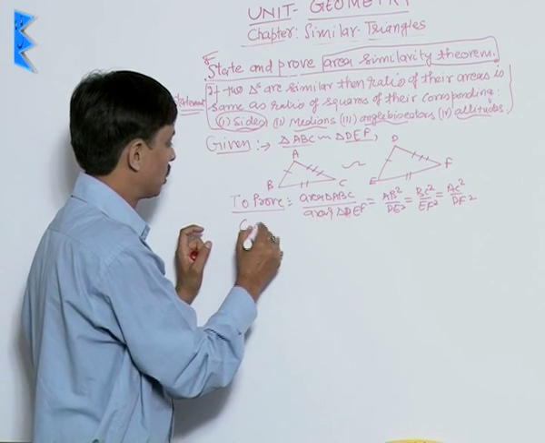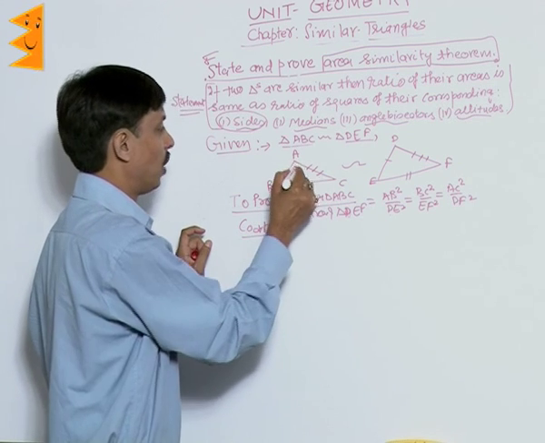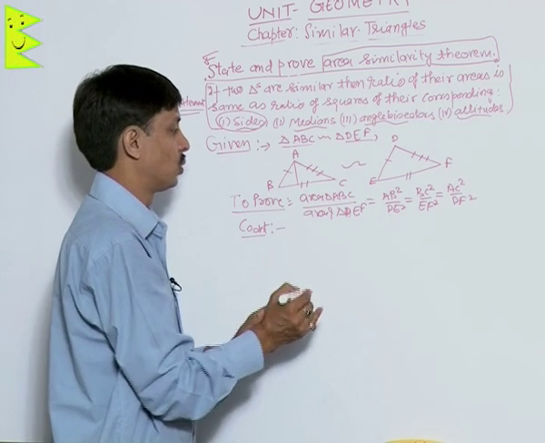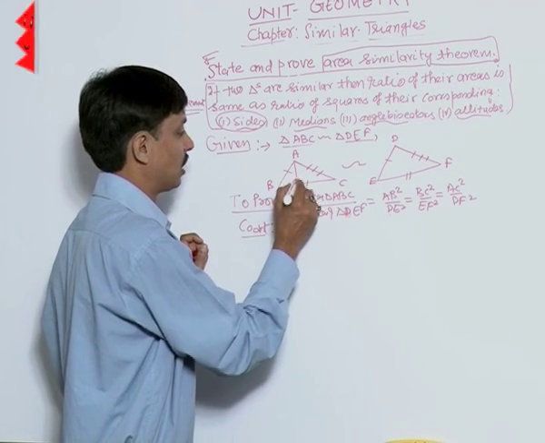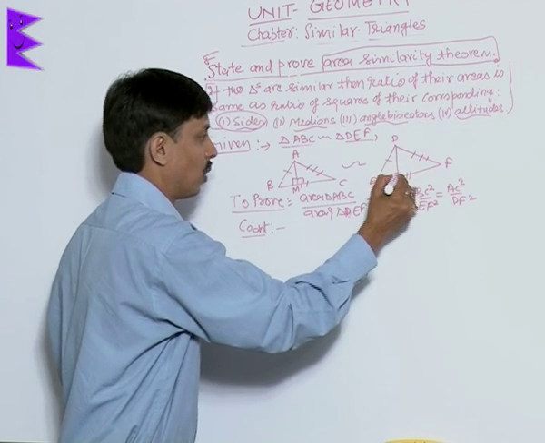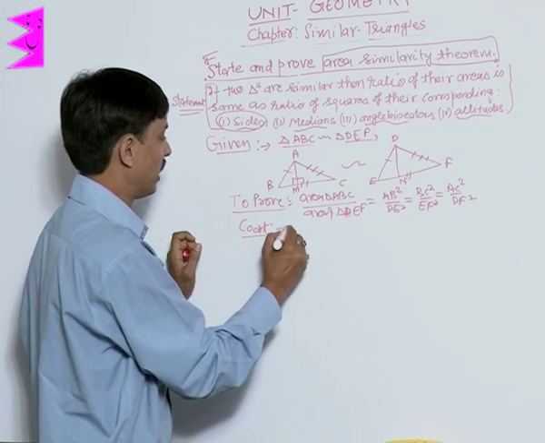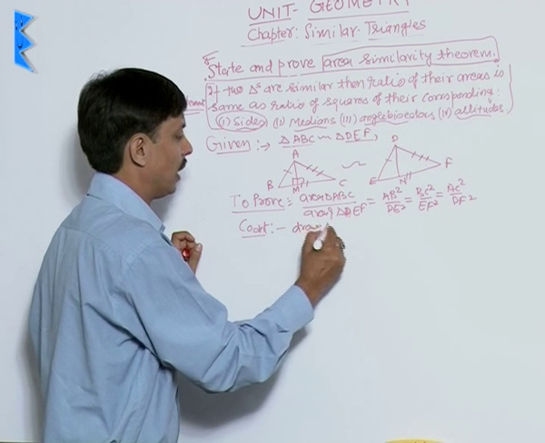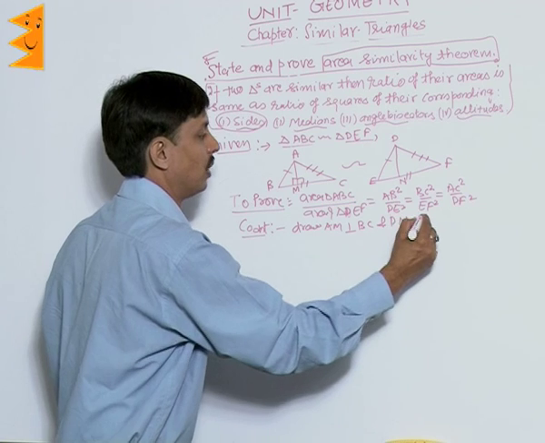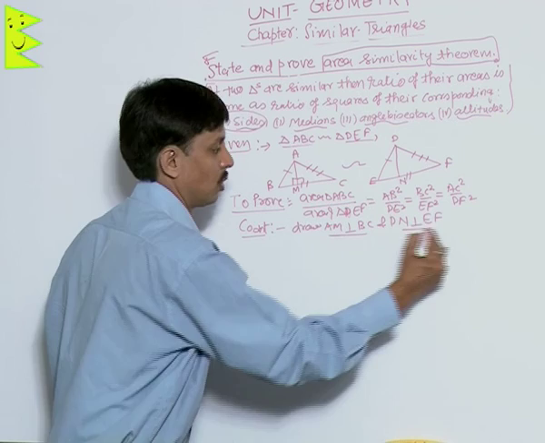What is the construction required here? In the construction, because area is related to this question, I will draw AM as the perpendicular from vertex A to side BC, and DN from vertex D to side EF. So we write: draw AM perpendicular to BC and DN perpendicular to EF. This is the construction of this problem.